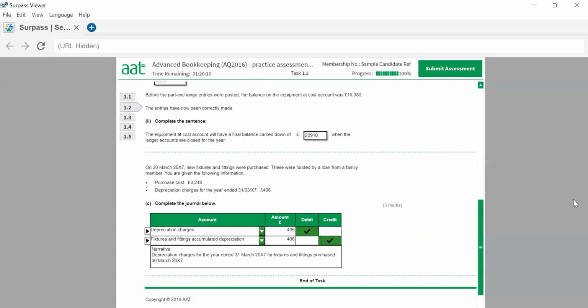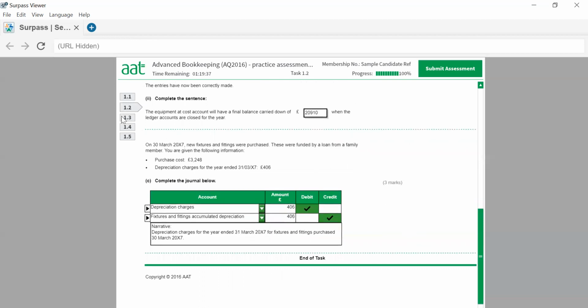So the narrative is given, and we're basically doing the depreciation charges for the 31st of March 2007 for fixtures and fittings purchased on the 31st of March 2007. So we're just accounting for the depreciation charge. So what we would do is we would debit the depreciation charge in the P&L as an expense, which is what we've done here, and then we would credit the fixtures and fittings accumulated depreciation in the statement of financial position. Okay, hopefully not too bad for you.